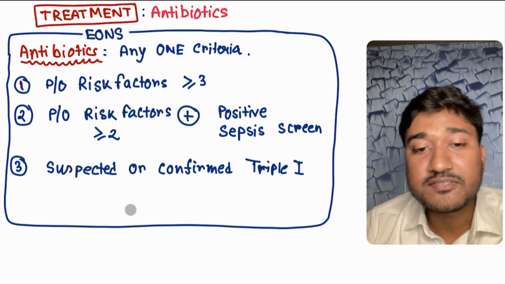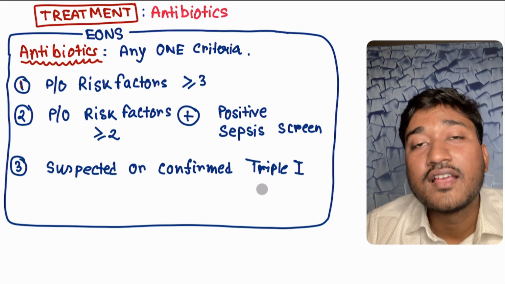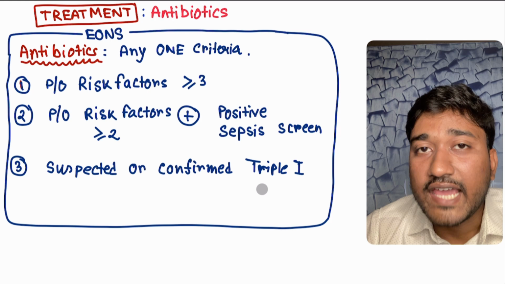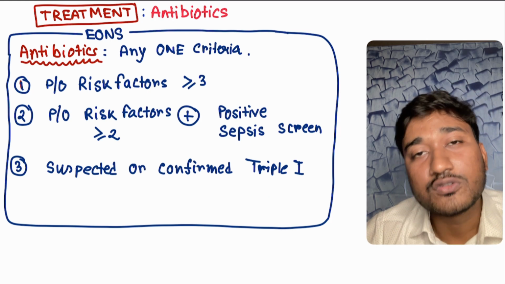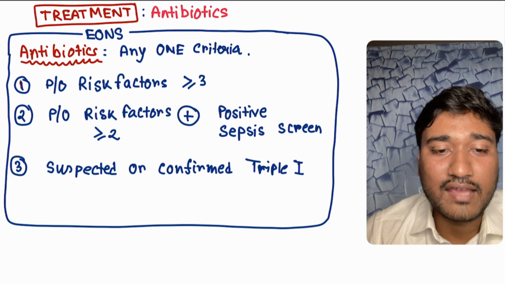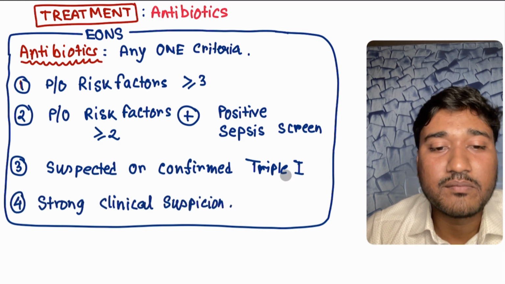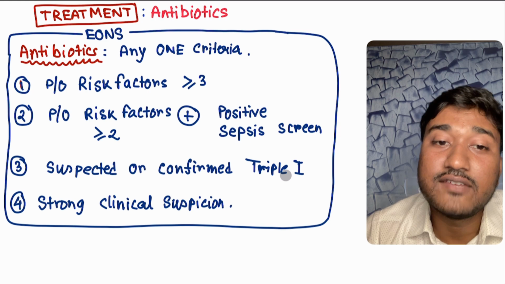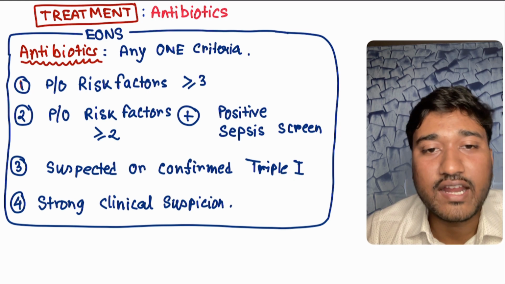And in case of suspected or confirmed triple I, and what is triple I? That means signs of intrauterine infection or intrauterine inflammation, or maybe both of these, we can start antibiotics. And also, remember, if there is strong clinical suspicion, even in the absence of a positive sepsis screen or risk factor, we can still start antibiotics.